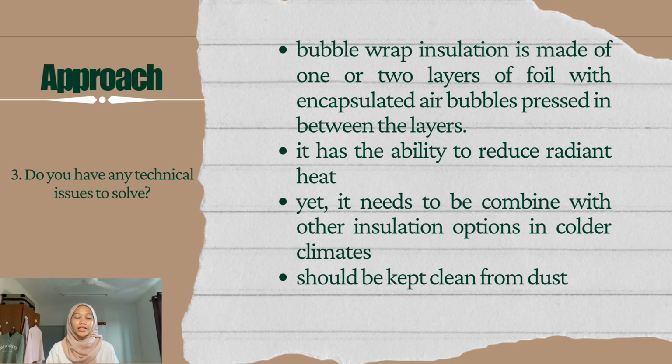Bubble wrap insulation is made up of 1 or 2 layers of foil with encapsulated air bubbles pressed in between the layers. It is a radiant barrier, which means it has the ability to reduce radiant heat, keeping your home, office, pole barn or warehouse cool and fresh in summer and comfortably warm in winter. But it needs to be combined with other insulation options in colder climates to beat heat loss due to convection, for instance stone wool, foam insulation, panels, and lamella mats.